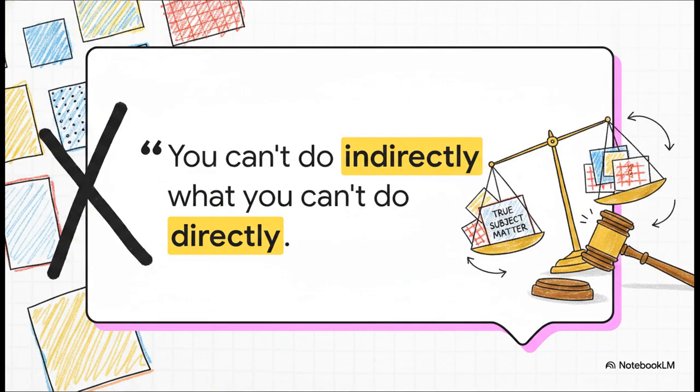Which brings us to this brilliant quote: "You can't do indirectly what you can't do directly." This beautifully captures a related concept called the doctrine of colorable legislation. It acts as a strict legal referee, preventing lawmakers from just sneaking around constitutional boundaries. Basically, if you don't have the power to legislate on a subject directly, you absolutely cannot dress it up and try to pass it off indirectly. The courts will always look at the true subject matter.